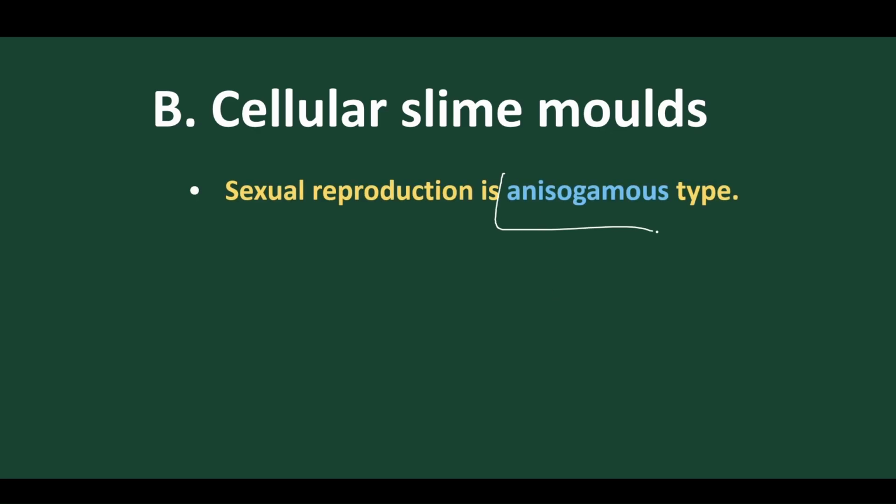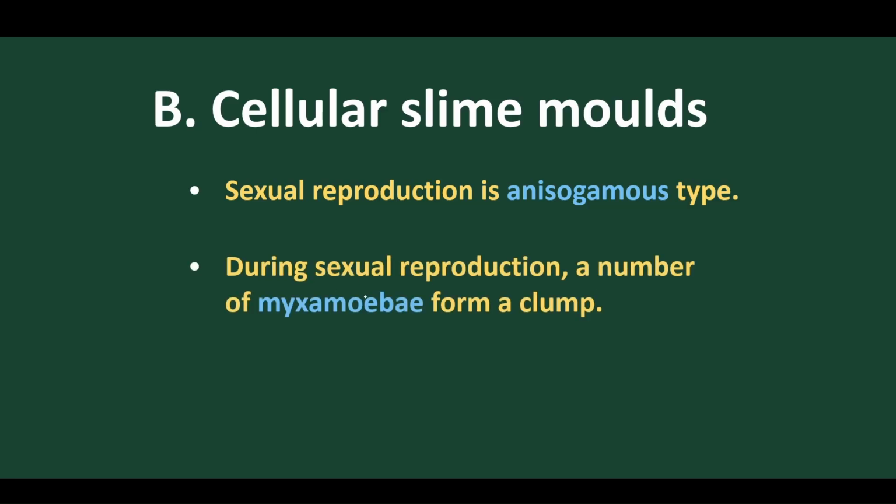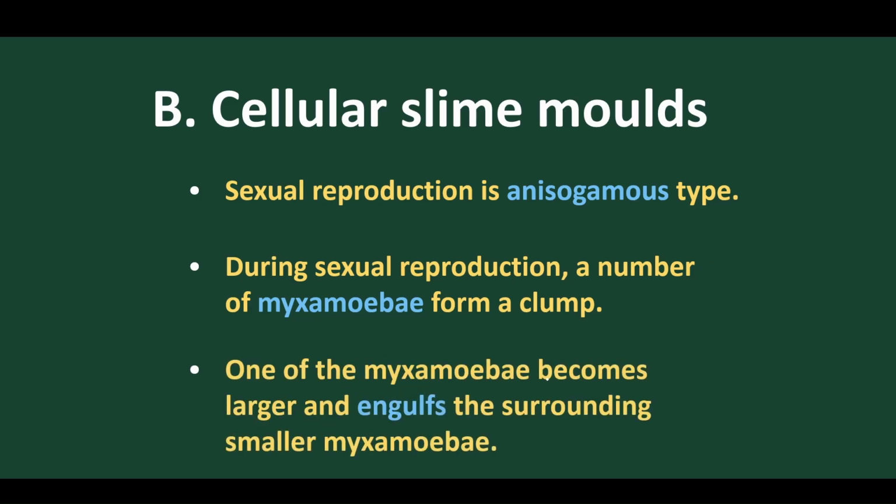Sexual reproduction is also anisogamous, as we have discussed. One is bigger, one is smaller, and that union is called anisogamous union, as we have discussed earlier. So during sexual reproduction, a number of myxamoebae form a clump. For example, this is a myxamoeba. All of them form a clump, and all the clumps aggregate to form a single bigger organism, because they engulf each other, forming a large one with smaller ones engulfed.